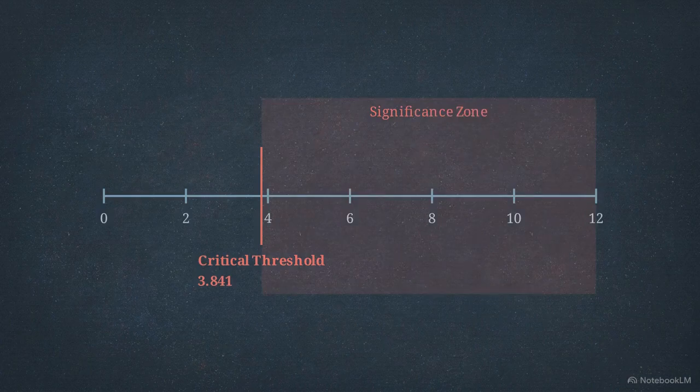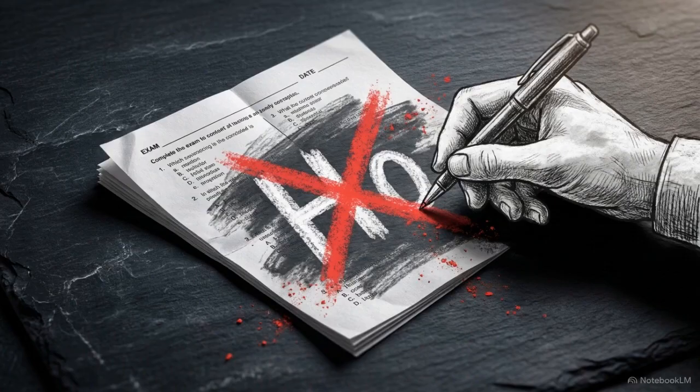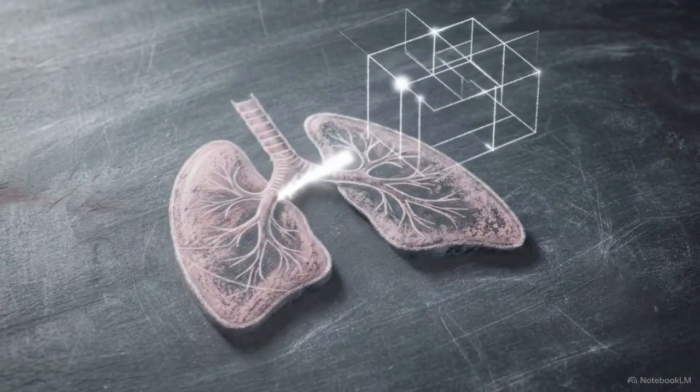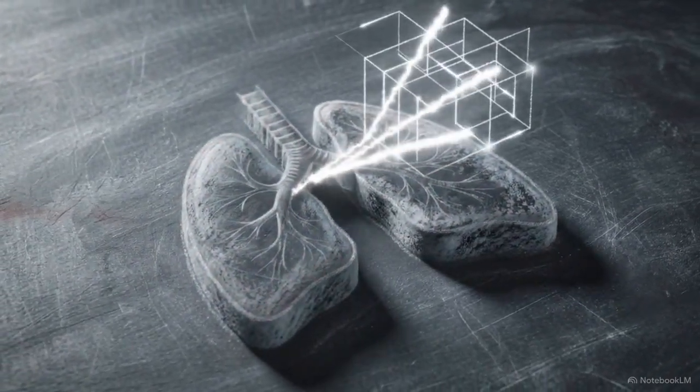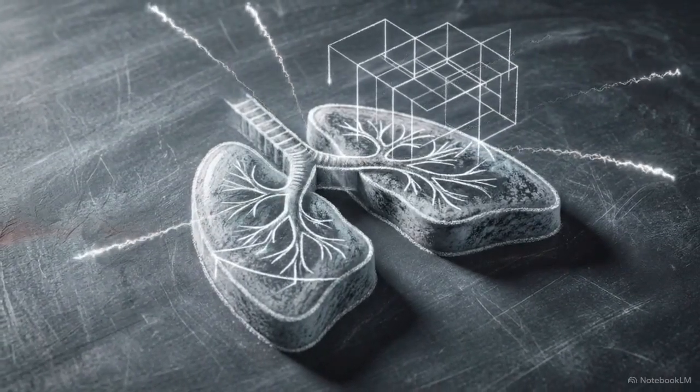We test our calculated statistic of 9.524 against this threshold. The calculated value vastly exceeds the critical value. Therefore, the null hypothesis is firmly rejected. By rejecting the assumption of independence, epidemiologists have demonstrated a statistically significant, non-random association between smoking and lung disease. The data proved the connection.